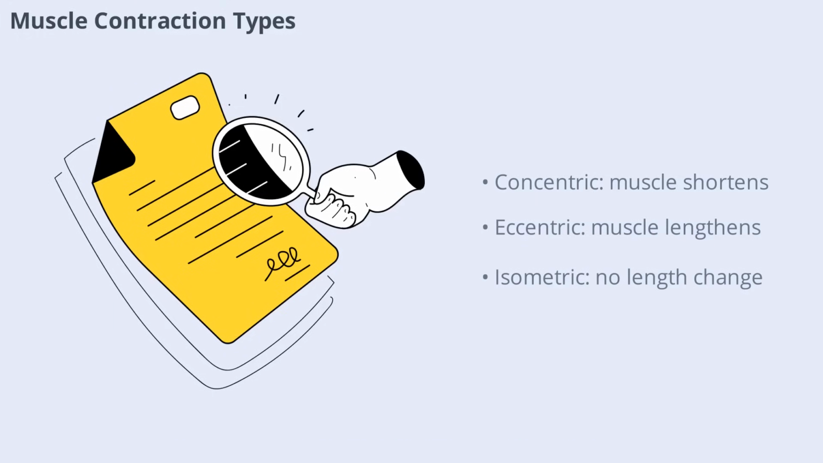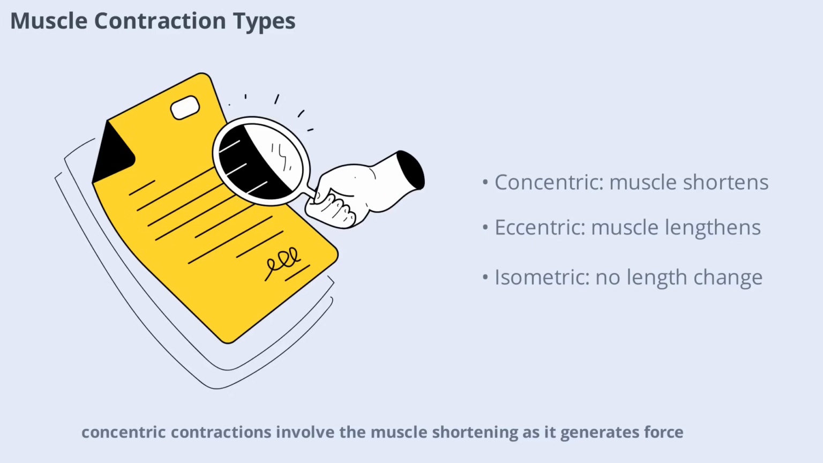First, concentric contractions involve the muscle shortening as it generates force, such as when you lift a weight. Eccentric contractions occur when the muscle lengthens while still under tension, like lowering a dumbbell. Lastly, isometric contractions happen when the muscle remains the same length, holding a position steady without visible movement. Each type plays a unique role in our daily actions and athletic performance.